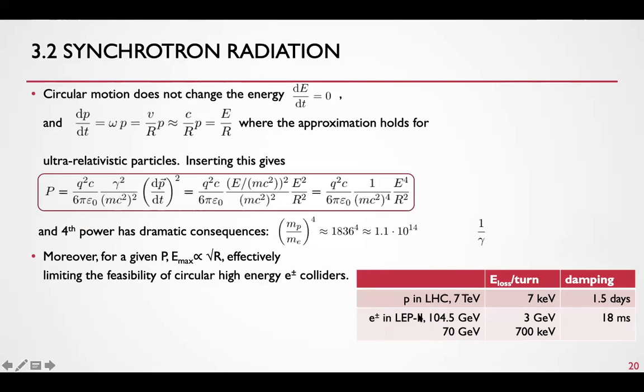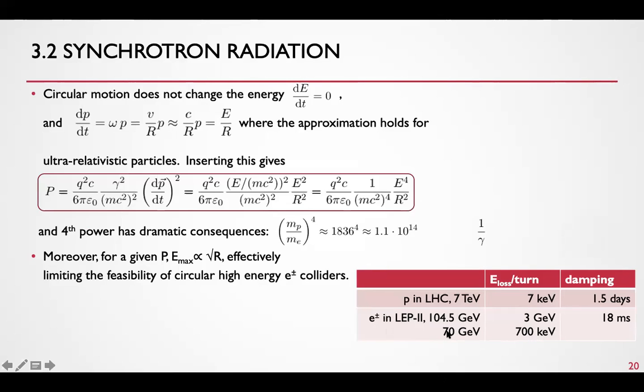However, for electrons at the LEP collider, so it's the same tunnel, 27 kilometers, we have 70 GeV and we lose 70 GeV. That's 100 times less than the 70 eV. And we use 100 times more. That's 4 orders of magnitude per turn, which means that an electron beam, when it's synchrotron radiation limited, has a lifetime of milliseconds.